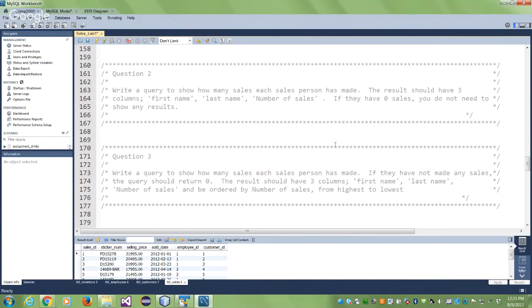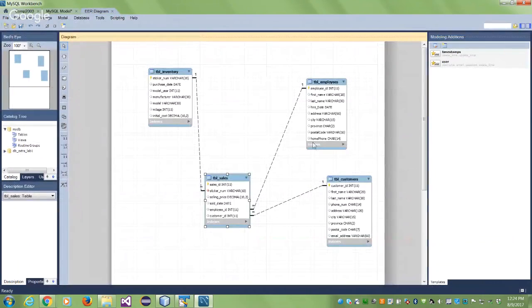Okay, now it says write a query to show how many sales each salesperson has made, right? So how many sales has each salesperson made? So definitely the employees and the sales table. And again, if you can't make two and two together, that's okay. You open this up, you just say, oh, how many sales have been done, and the salesperson is the employee, right? So these are the two tables you are interested in.